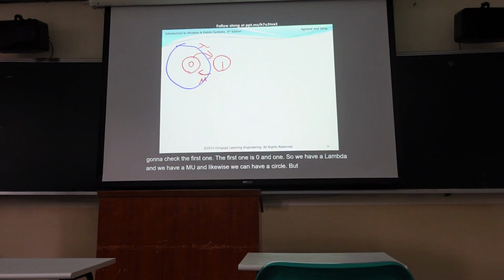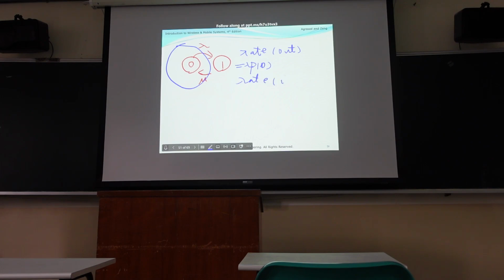focus on 0. So we have a rate out. It's this. And rate in, we have this. 1, so it's mu. So that we have this. Right? And you can check this is the first equation.